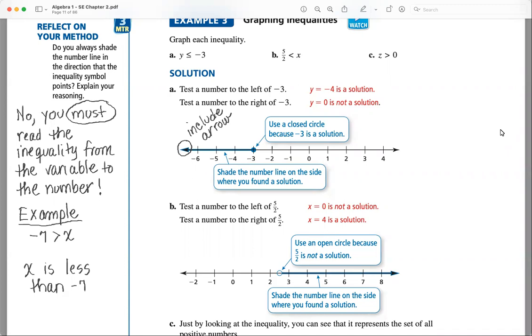5/2 less than x. Or the correct way of writing it, x is greater than 5/2. So no equal sign, open circle. Any number greater than 5/2, we're going to shade to the right. And we're going to include the arrow because the solutions are infinite to the left or to the right. So that's why we include the arrow.